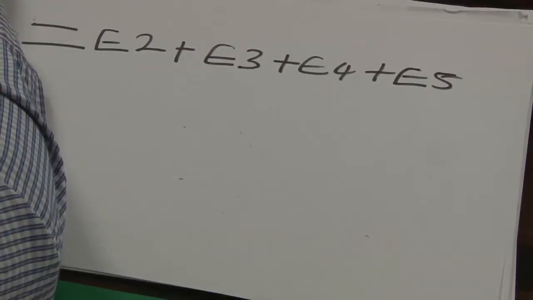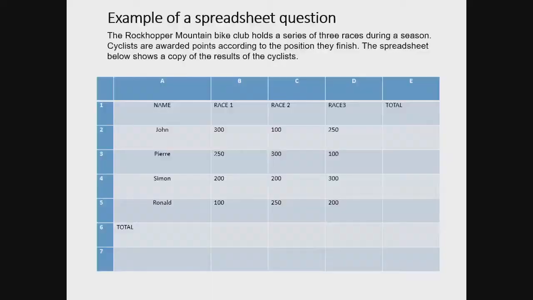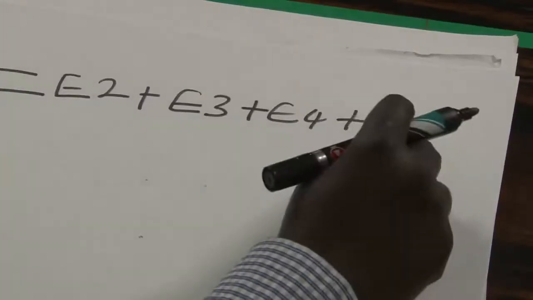Let's have a look at the table again. I'm trying to put a little bit of emphasis here. I said E2, here is my E2. Can you see that now? Because there is a total here. Here is my E3. Can you see that? Here is my E4. Here is my E5. So all I said is E2 plus E3 plus E4 plus E5. That is what I have here on the table. So you know where I got my things from now.